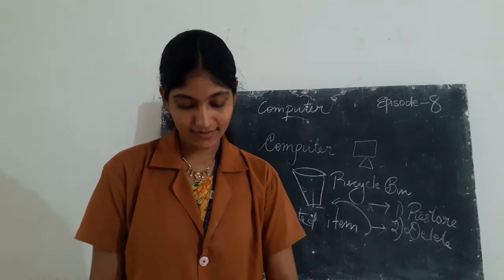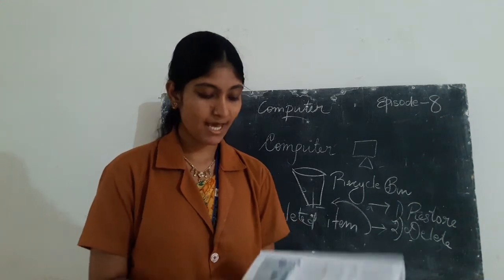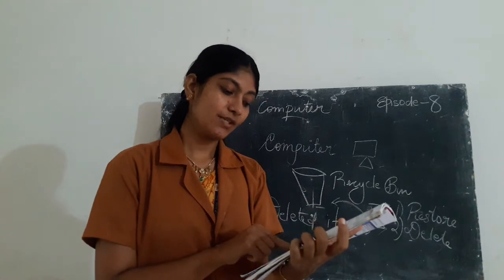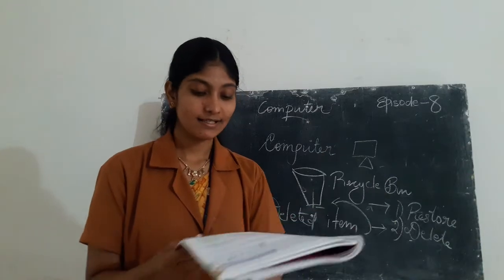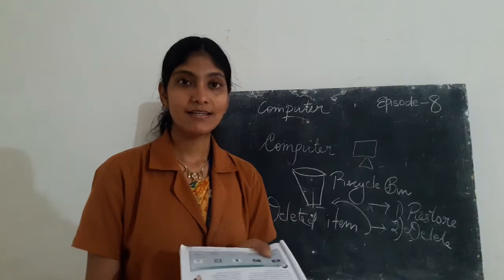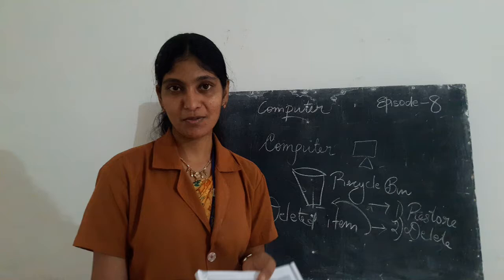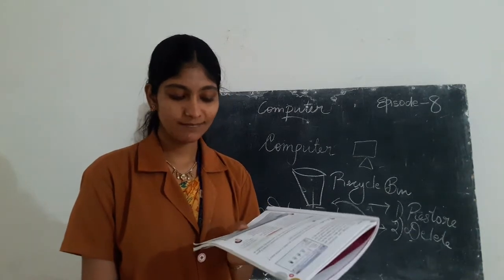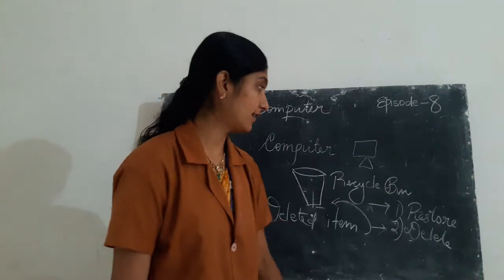Then there is an activity. First, match the items. On page number 41, match the names with the correct items. In the first row, there are some pictures of icons. Let's see what they are. First, the picture of a recycle bin. Second, the picture of a computer icon. Third, a picture of a video. Fourth, a folder picture, and fifth, a document picture. So you have to match them.